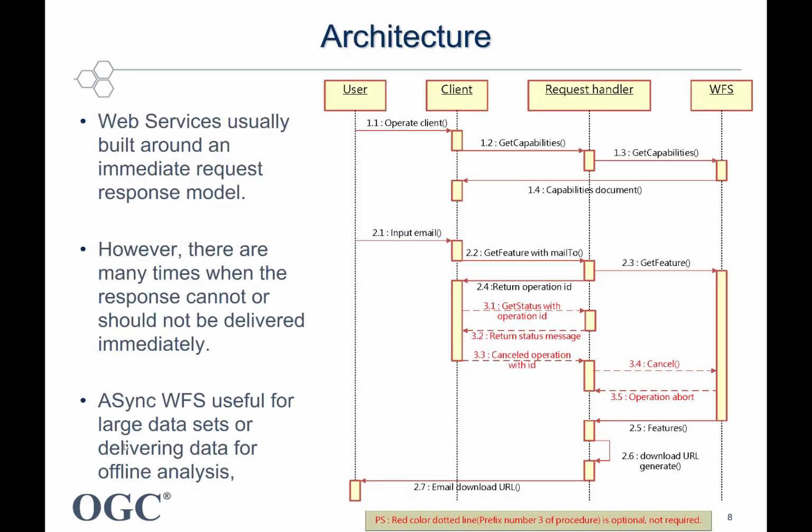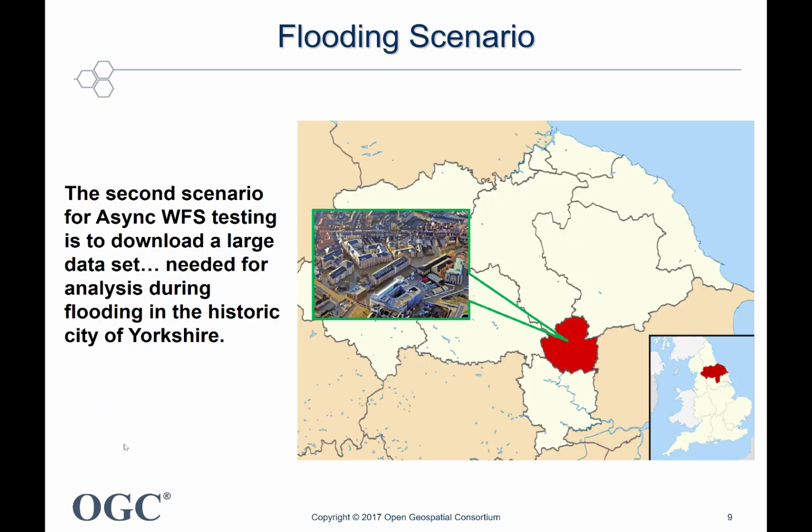A key element of the async WFS architecture is that web services are usually built around an immediate request and response model. However, there are times when this is not efficient or desirable, especially when the data set is extremely large or you want to use it offline. Let's take a look at requesting a large data set.